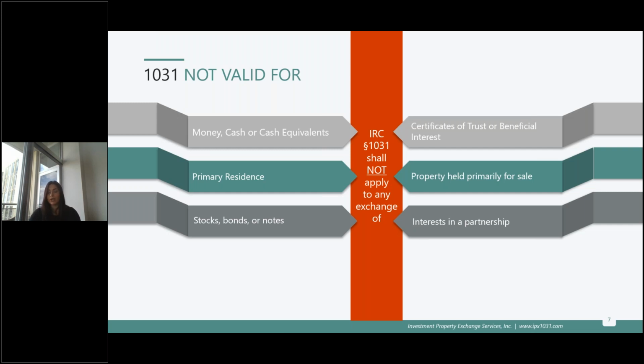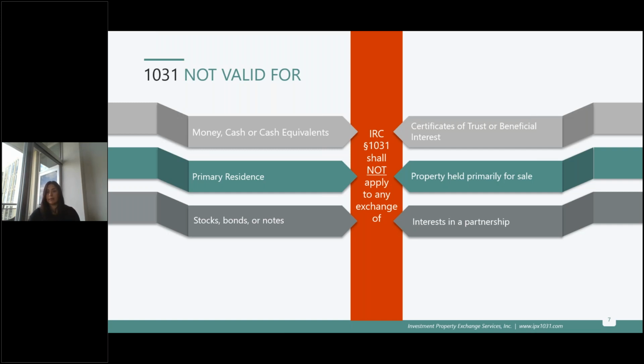An interest in a partnership, membership interest of an LLC, shares of a corporation do not qualify for 1031 treatment either. Even if that entity owns real estate, the individual owners of that entity do not qualify for 1031.